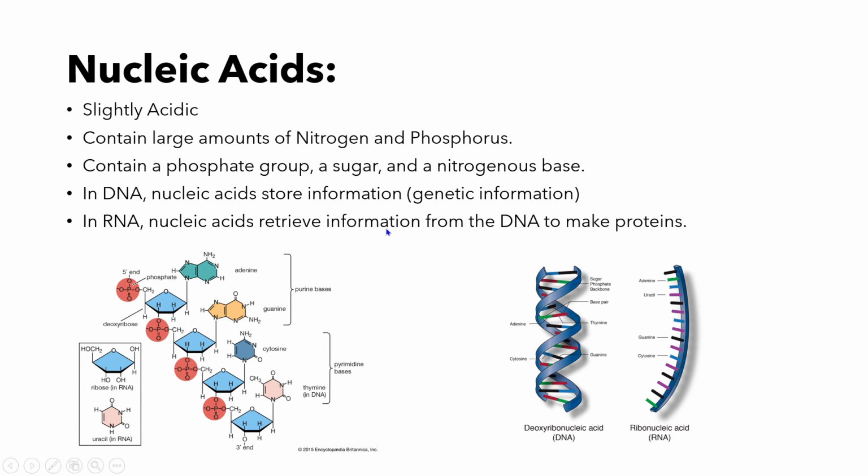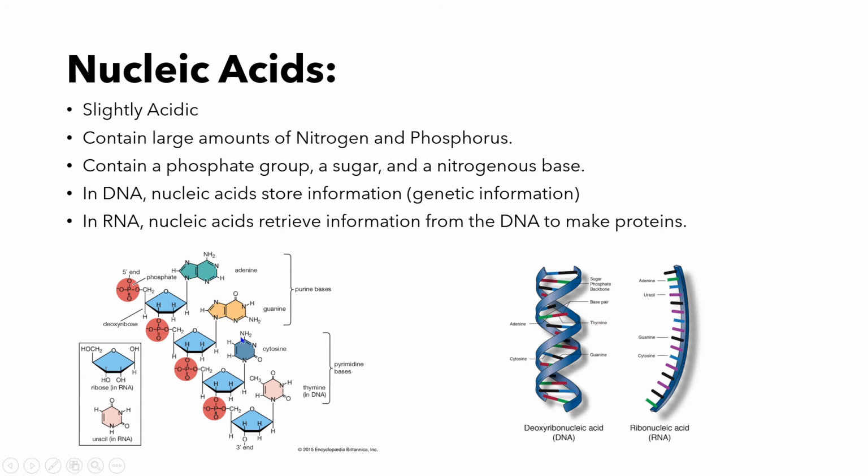Finally, the last biological macromolecule is nucleic acids. Nucleic acids, as in their name, are slightly acidic, and they contain large amounts of nitrogen and phosphorus. As shown in the left-hand picture, nucleic acids are made up of three parts: a sugar, a phosphate group, and a nitrogenous base.